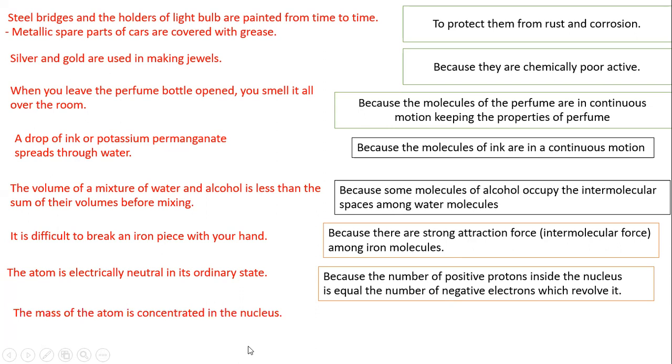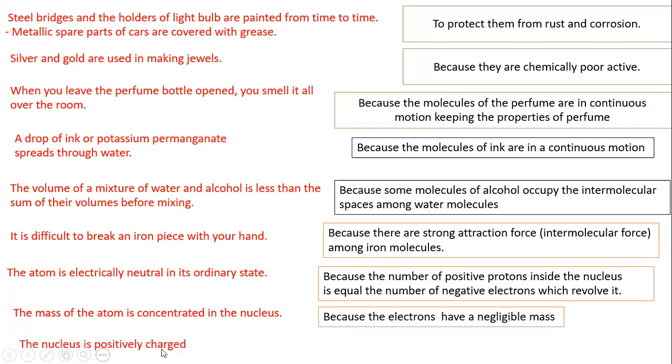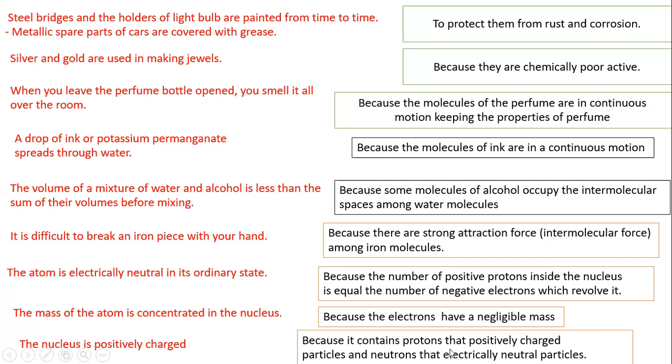The mass of the atom is concentrated in the nucleus. Yes, look at this because the nucleus contains protons and neutrons. That's number one. Number two, the mass of electrons is negligible because electrons have negligible mass. So all the mass is in the nucleus. The nucleus is positively charged because it contains protons, which are positively charged particles, and neutrons, which are electrically neutral particles.